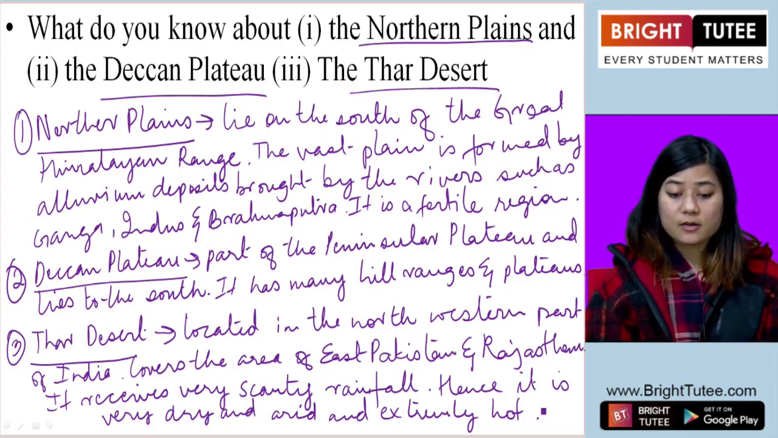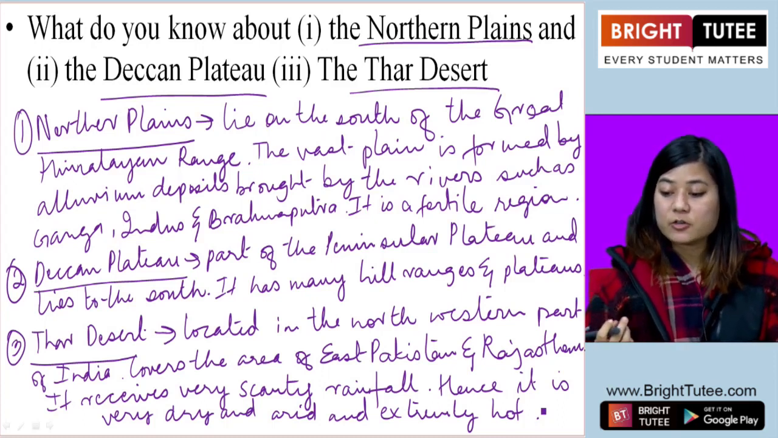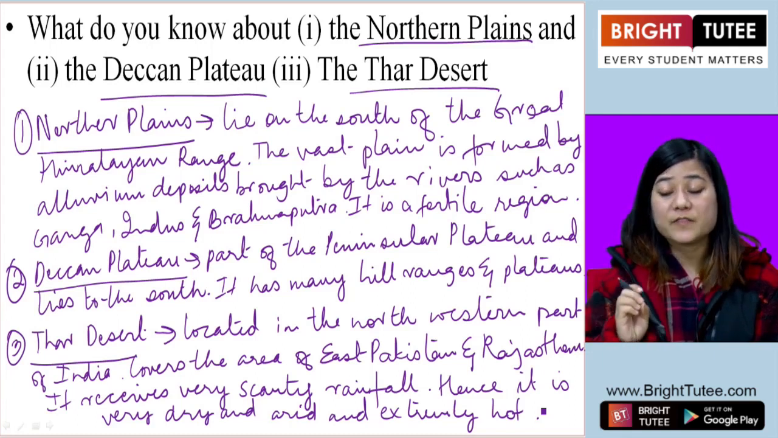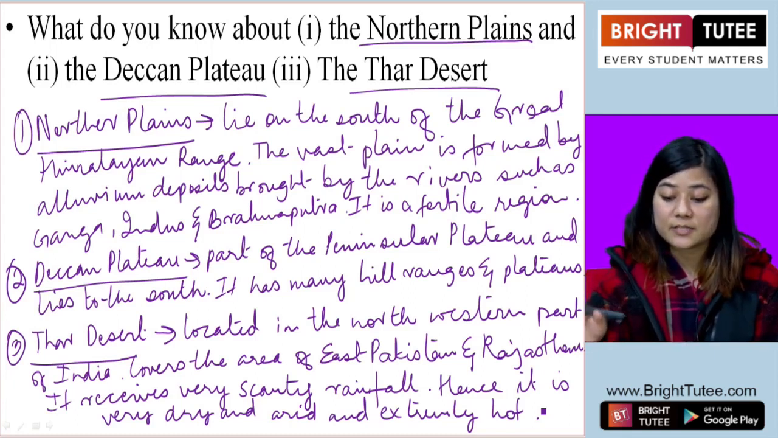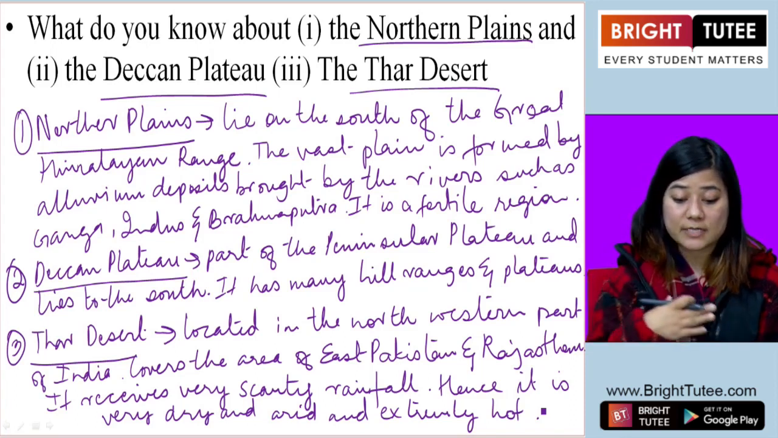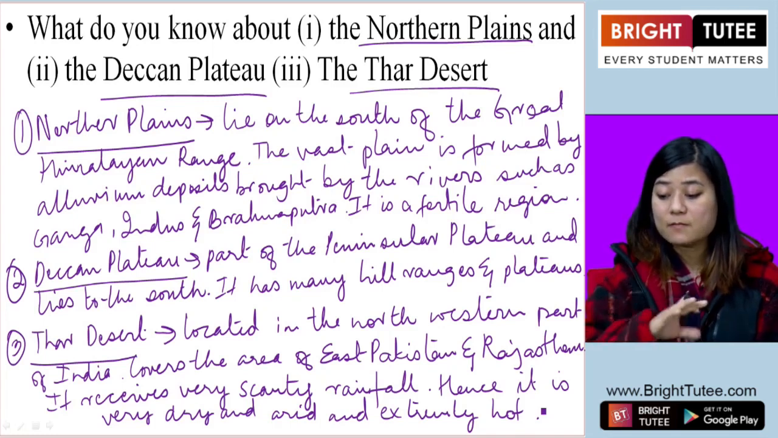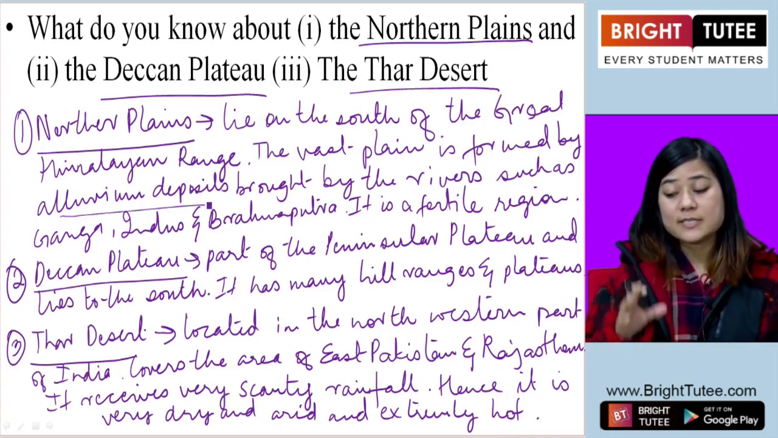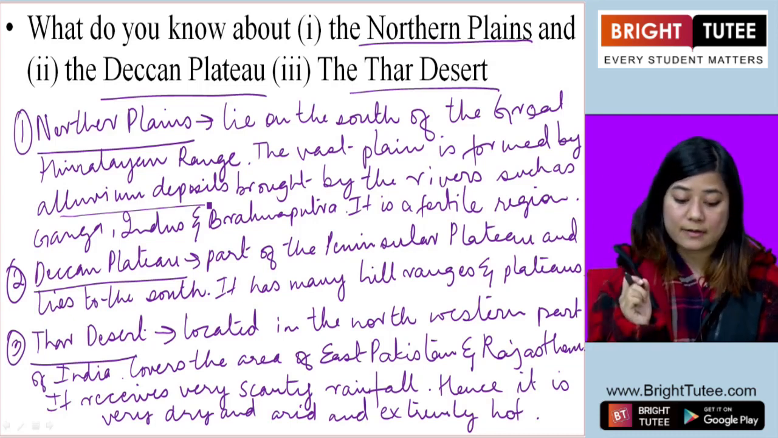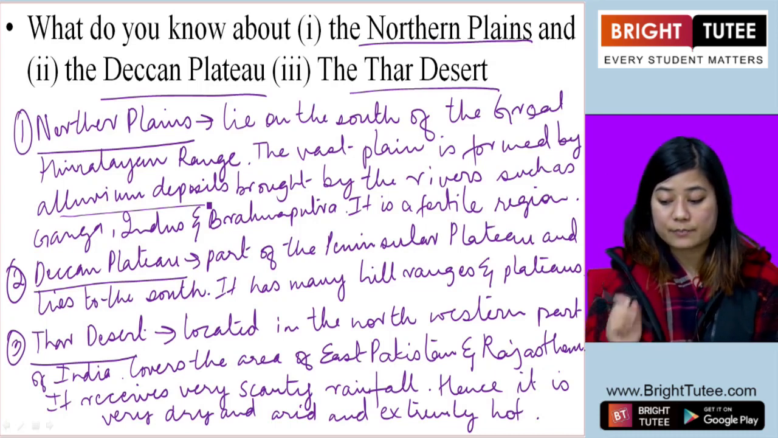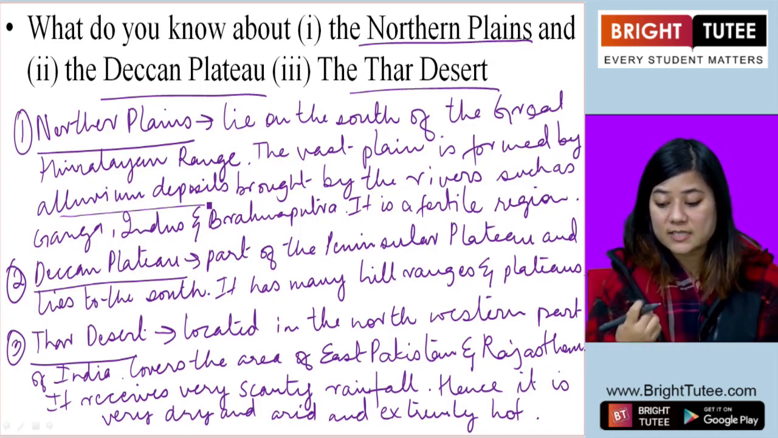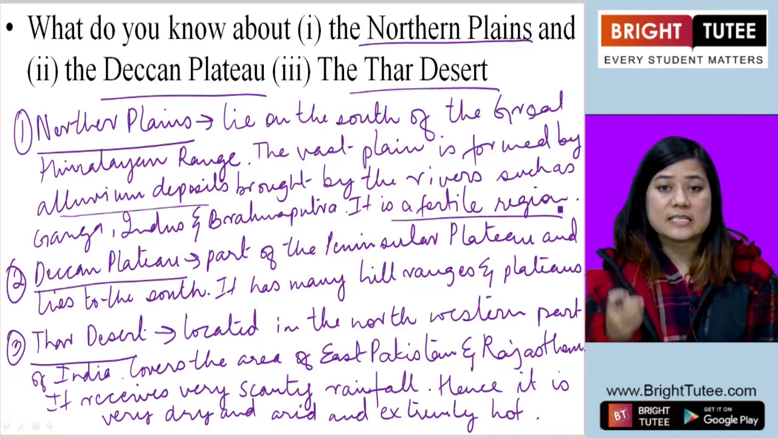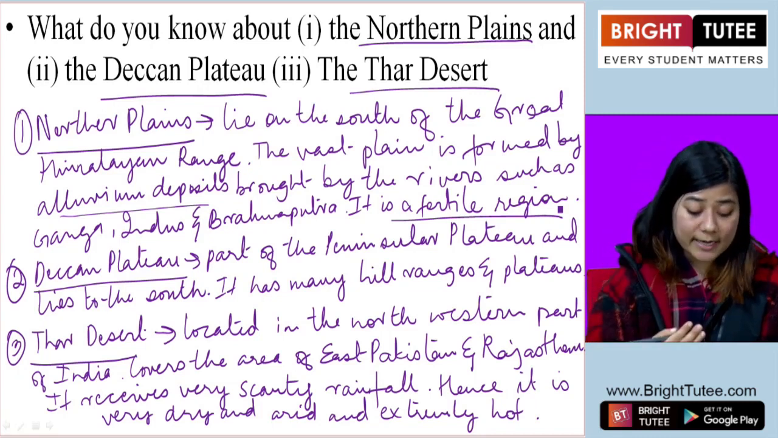Okay, so these are some of the important features that you can write for these different physical features of India. So for northern plains, you can say that it lies to the south of the Great Himalayan range, and this vast plain is formed as a result of the alluvium deposits which are brought down by the rivers that flow through the Himalayan range, and those rivers are Ganga, Indus and Brahmaputra. And because of these alluvium deposits, the region is a very fertile region, and as a result this region yields very good harvests.